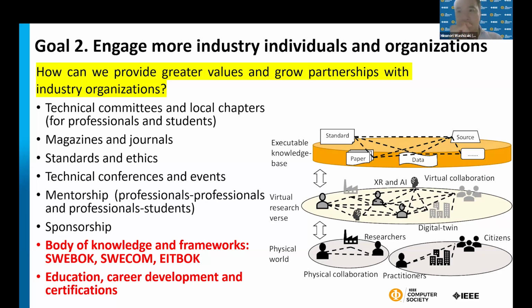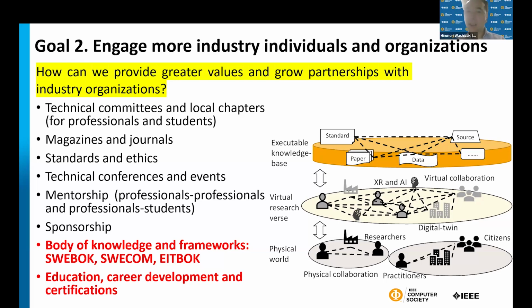Actually, it is not yet finalized, but currently we are discussing how we can extend the mentorship program next year. Mentorship means mentorship among professionals, and also a mentorship program between professionals and students. Again, it is not yet finalized, but we plan to extend such a mentorship program next year in IEEE CS. And also sponsorship, of course.